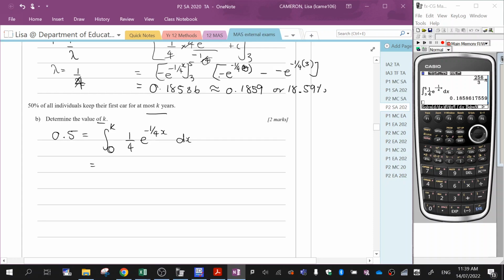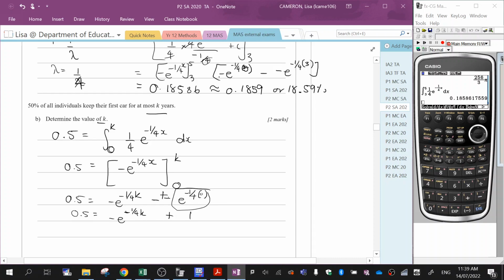Now, if I take all of the integral stuff that I did above, you would see that we would end up with minus e to the power of minus 4x, substituting k, substituting 0, 0.5 goes on this side again, is equal to minus e minus 1 on 4 k minus e minus 1 on 4 0. This part on the end here is going to cancel out to be 1, minus a negative, we'll change that to a positive, so it's going to be plus 1, which is going to be equal to 0.5.